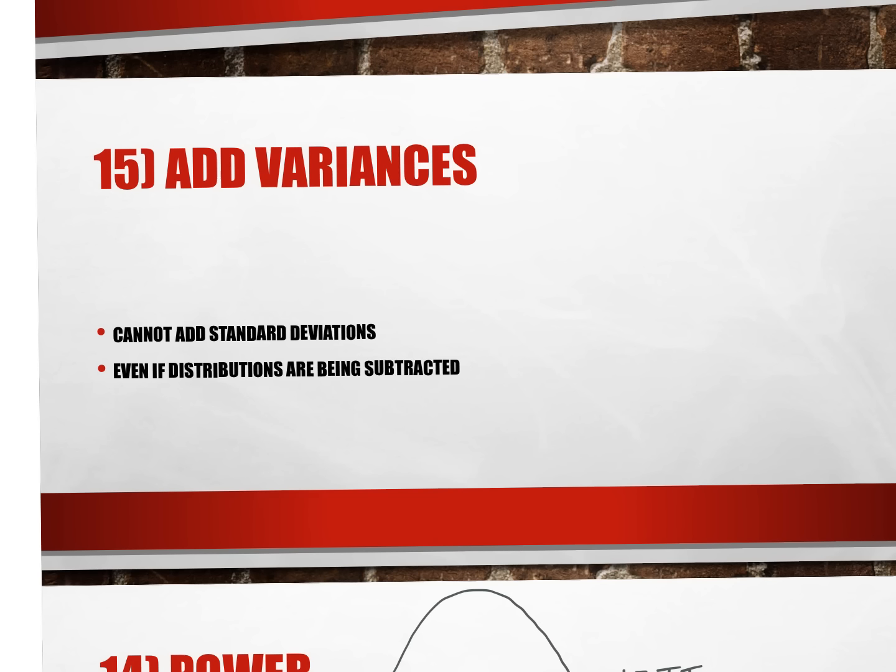So even if the two distributions are being subtracted, like if you're doing a situation where you have two different normal distributions, one of them represents men, one of them represents women, and you're trying to find the difference between the two distributions, even if you're subtracting, you are also always adding variances together, okay? Key word. So that is number 15.